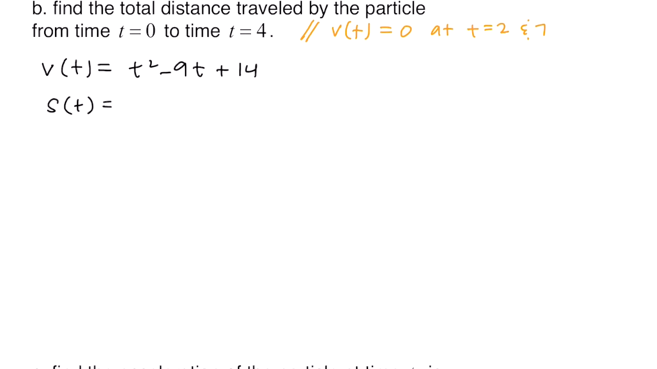So what we're going to do is we're given velocity and we need the position function. In order to find the position function from velocity, we're going to integrate or take the antiderivative. So we get 1/3 t cubed minus 9/2 t squared plus 14t. And normally we would put a plus c at the end, but since we're about to plug in 2 here and then 0 here, and then subtract them from each other, we don't need an arbitrary constant because you would be subtracting it from itself anyways.